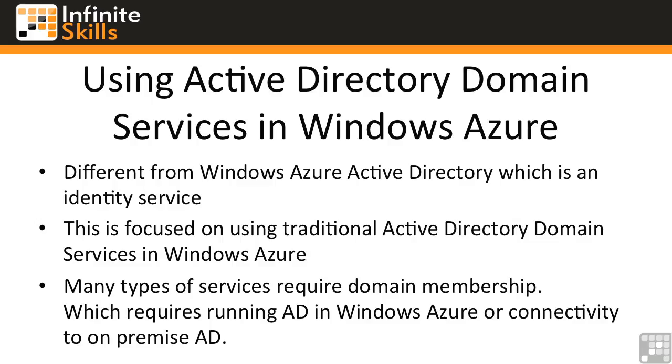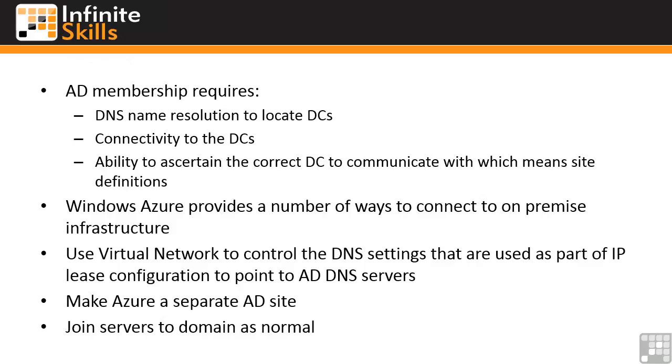Then when we think about this, there's actually many types of service you may run in virtual machines in Windows Azure that actually require domain membership to function, which means I have to be able to talk to Active Directory. AD membership requires a number of things. I have to be able to find my domain controllers. This means I have to have DNS name resolution functioning. So I have to be able to talk to DNS servers that host Active Directory records, typically domain controllers themselves, and I have to be able to then communicate with the domain controllers. So name resolution and IP connectivity to the domain controllers.